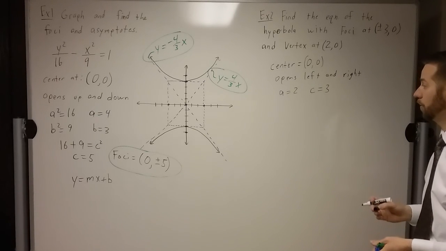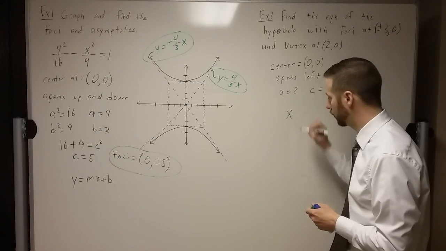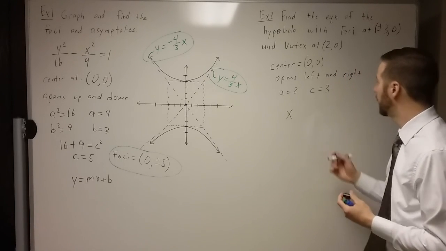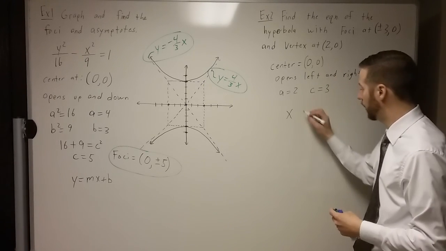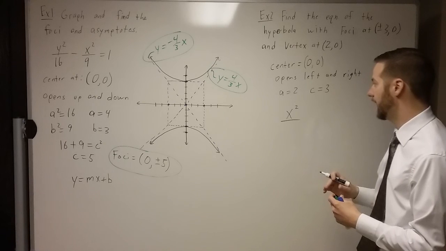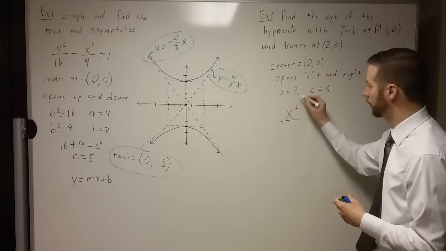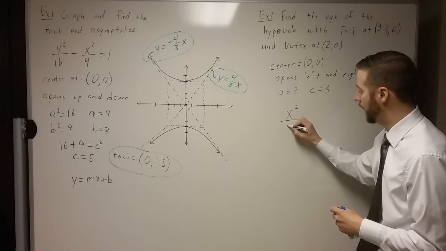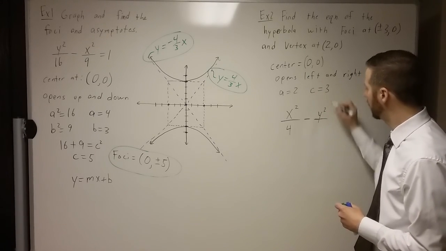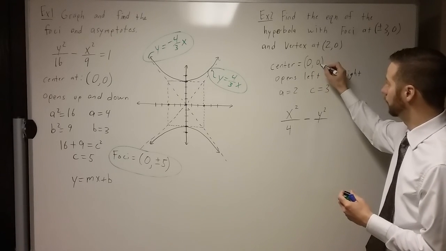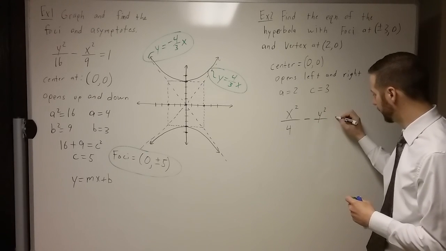Now that actually allows us to come up with most of the equation already. The fact that it opens left and right means that x has to go first, or x has to be the positive term. And so h and k are both 0, so I don't need to do x minus a number the quantity squared, I just need to do x squared. You could say x minus 0 the quantity squared if you really like, but minus 0 is not necessary. And that's going to be over a squared. Remember, a is always under the positive term, and so if a is 2, a squared is 4. Minus, again, for y minus k, k is 0, and so y minus k is just y squared. And then b squared is what goes under there.